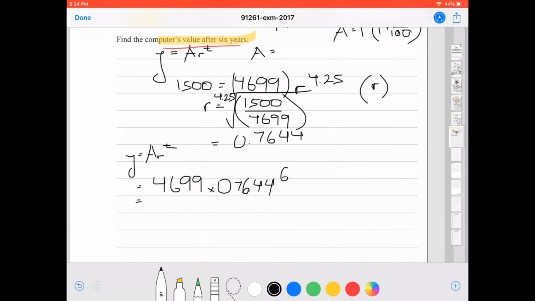4,699 times 0.7644. If you still had that rate as the answer in your calculator, you could go times the answer to the power of 6. That would give you a more precise final answer. Anyway, you get 937.41. Okay, and so here, value after 6 years, marking schedule says 937.26, so that's just rounding errors. Same answer.